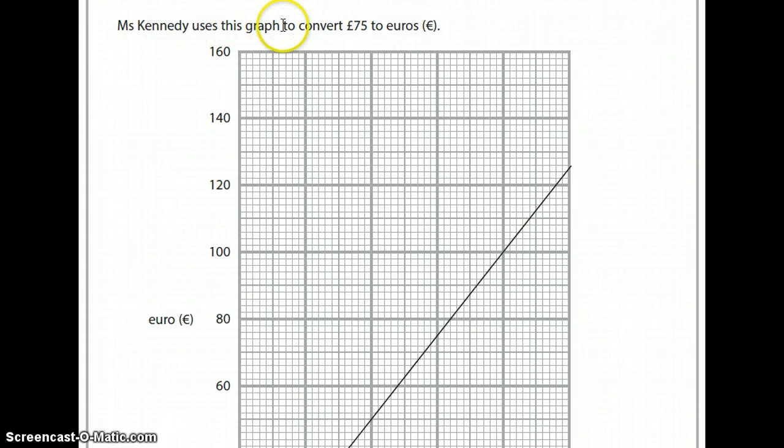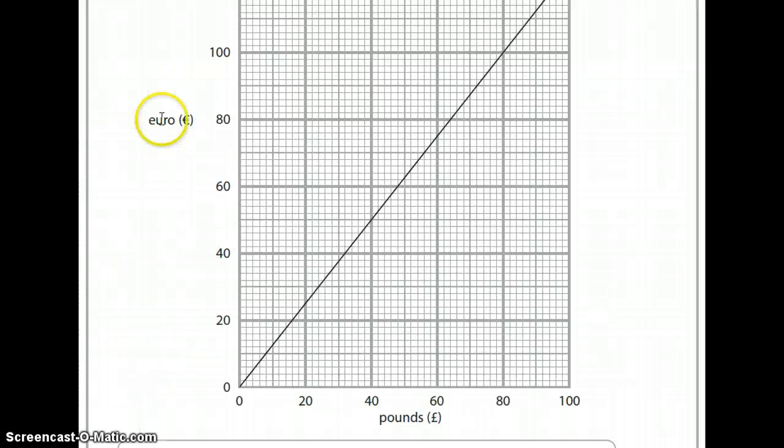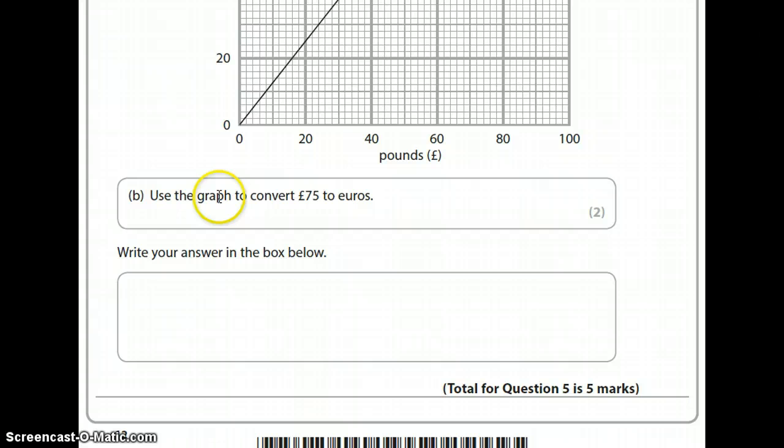Miss Kennedy uses this graph to convert that to euros. Euro, pounds. Use the graph to convert that to euros. Write your answer in the box below.